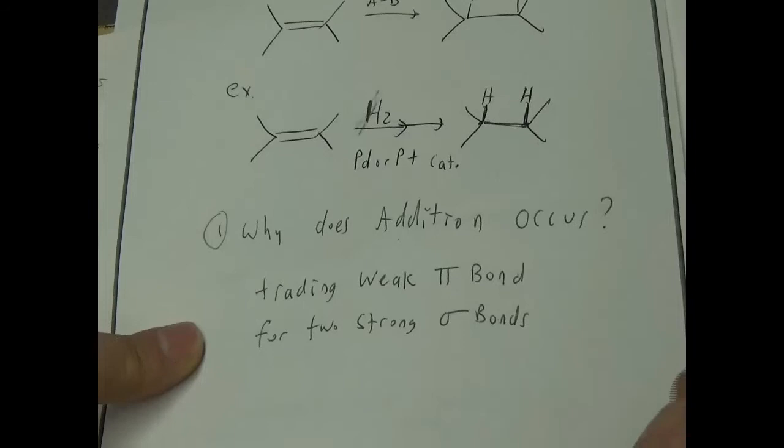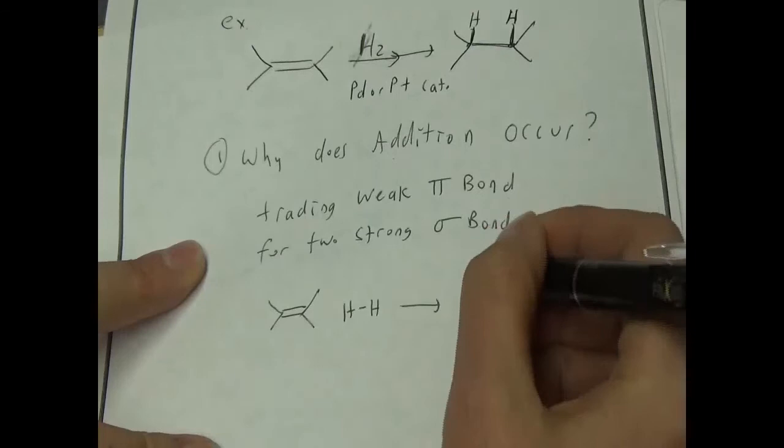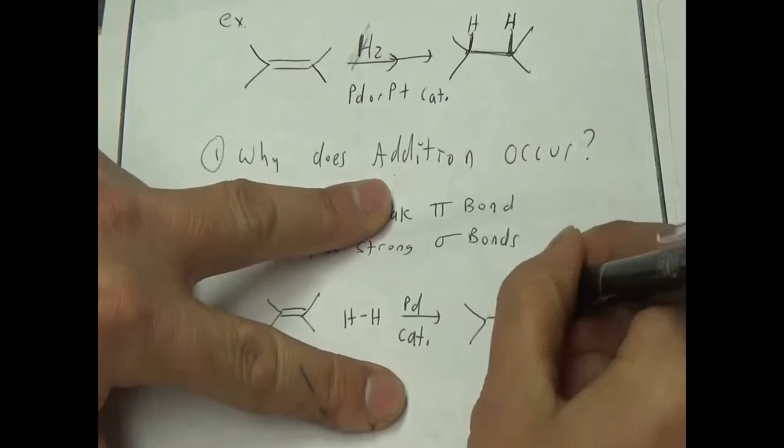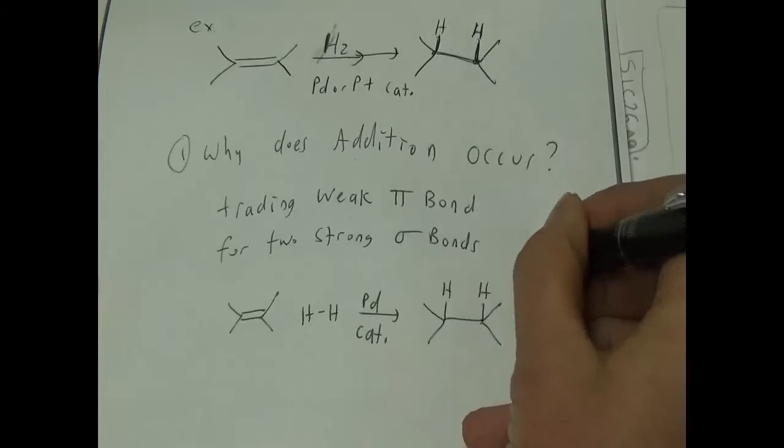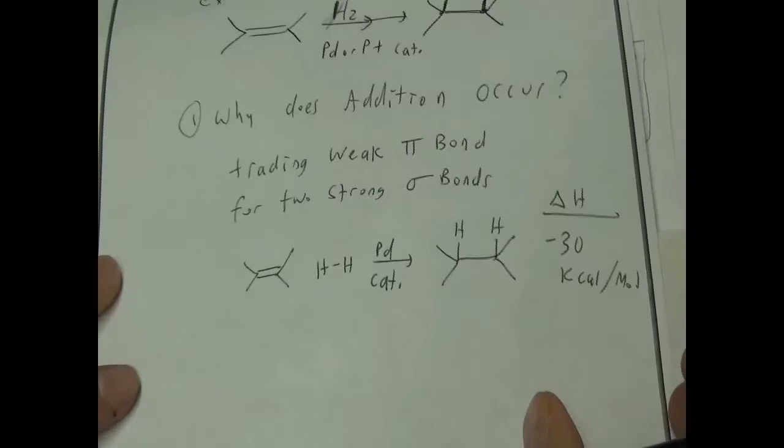So, for example, we already saw this. If we react an alkene with H2 and a palladium catalyst to make the hydrogenated product with H-H, there's a delta H value, right? And we saw that it's negative 30 kilocalories per mole. So it's exothermic. It's kind of a favored reaction, right?